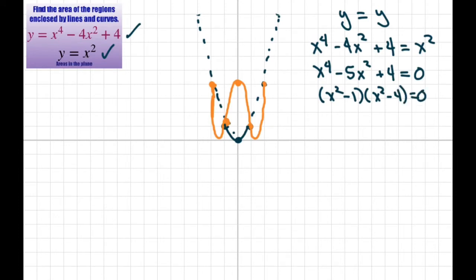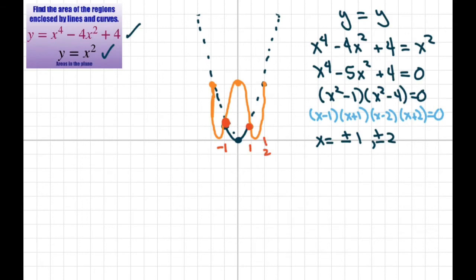Again, this can get factored more. This would be x minus 1, x plus 1, x minus 2, x plus 2, and so forth. So basically, the curves intersect at plus and minus 1 and plus and minus 2. So let me put that in red. This is where they're intersecting. This is minus 1, plus 1. This is 2. This is negative 2.